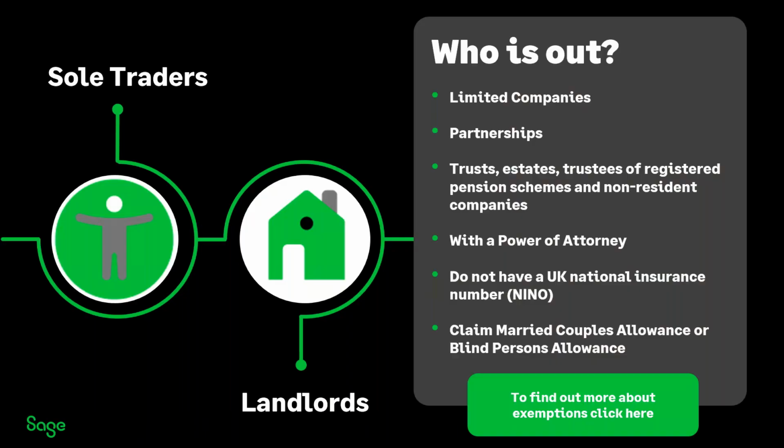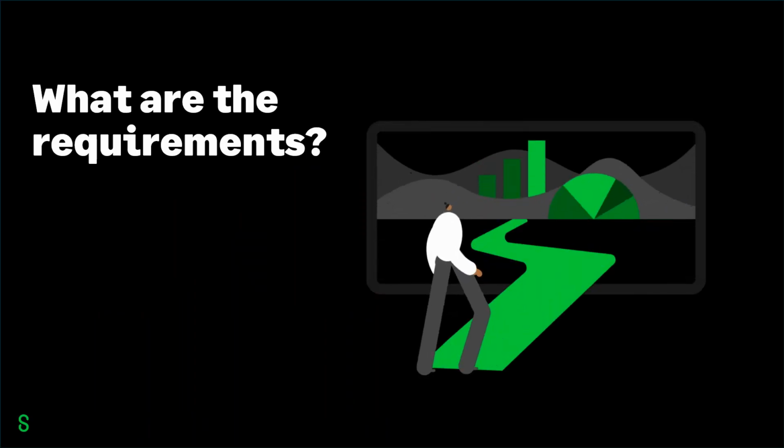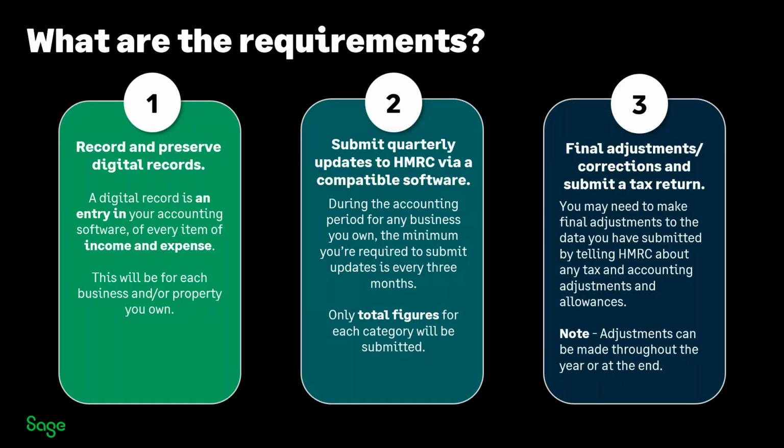So what we'll look at now is the requirements in the actual process of making tax digital. We can break this down into three sections. So the first, we have recording your income and expenses. If you're already using software, you may already be doing these steps. So in that case, nothing is changing. You just keep recording your transactions as normal. You just need to make sure that you are recording for each business and each property that you own.